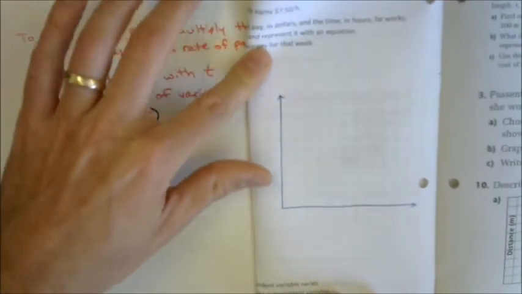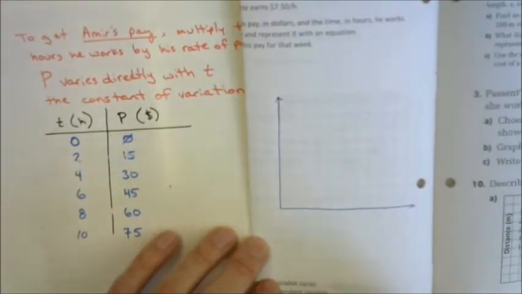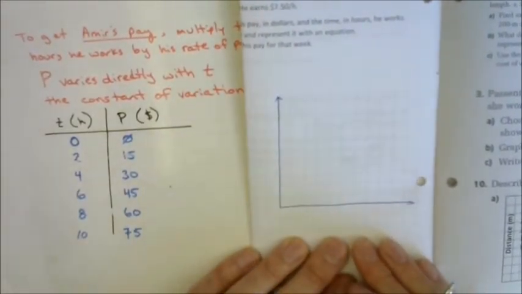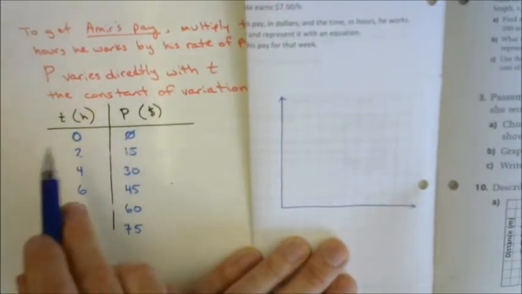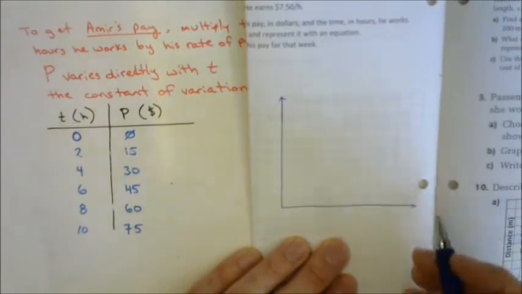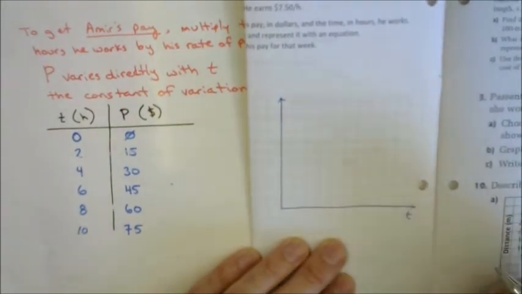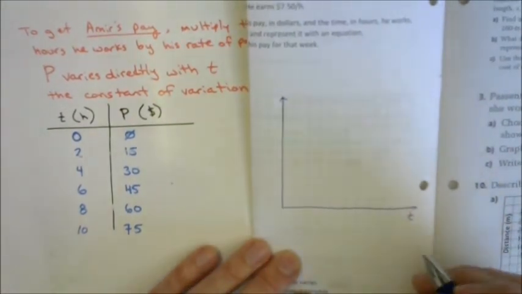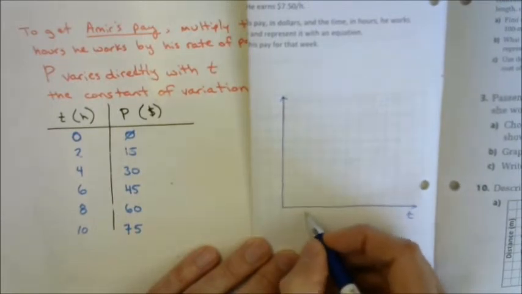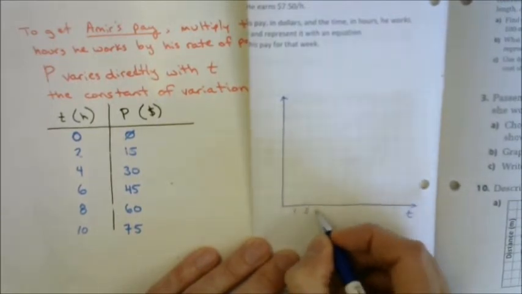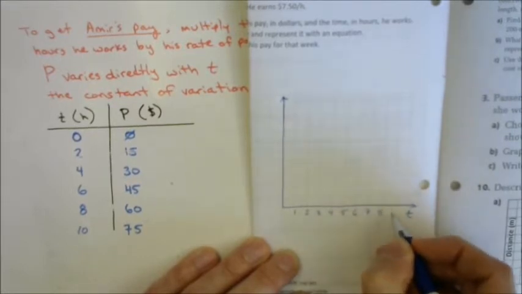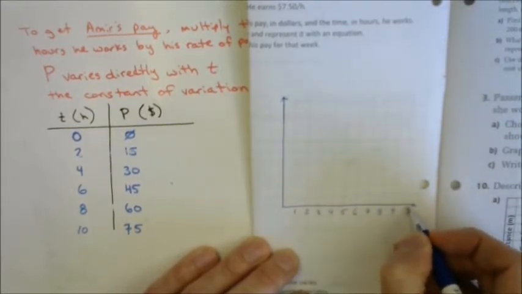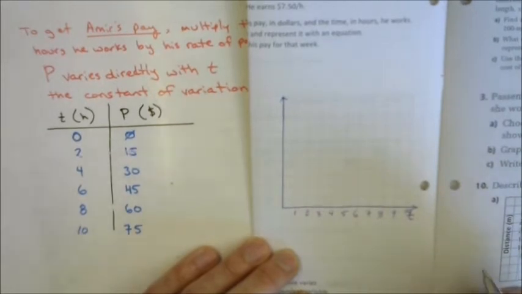What should we name the horizontal axis? So basically what I'm asking is, which of these is independent? Time is independent. So our independent axis is T, and we need to get up to 10. 1, 2, 3, 4, 5, 6, 7, 8, 9, 10.